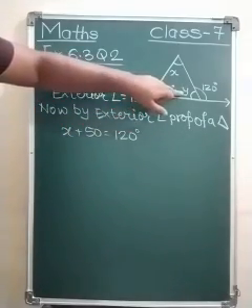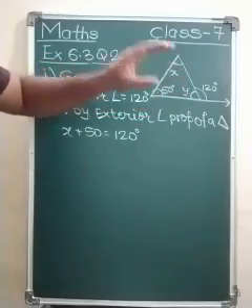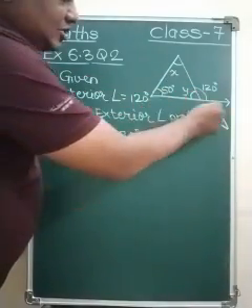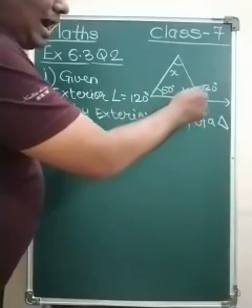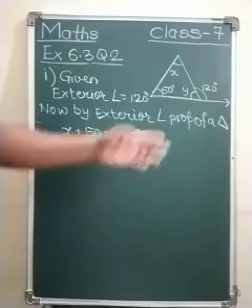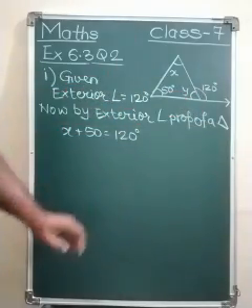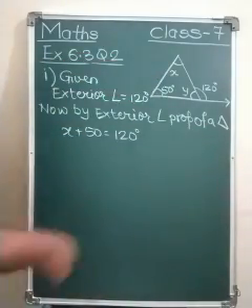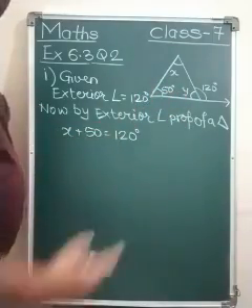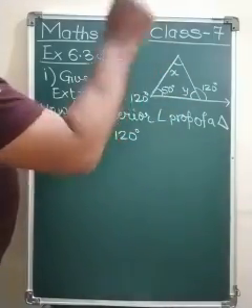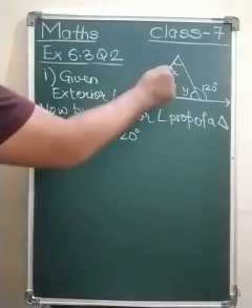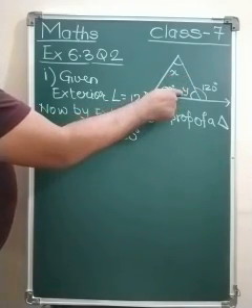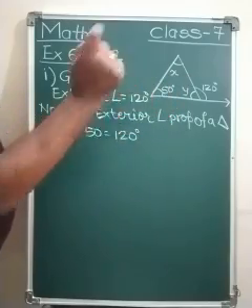Now y, if we have to find by the linear angles property, y and 120 degrees form a straight line, only one line. So y plus 120 should be 180 degrees. So 180 minus 120, y should come to 60 degrees. If y is 60 degrees, what will be x? By angle sum property, 50 plus 60 is 110. 180 minus 110, so x should come to 70 degrees. So let us check. 70 plus 60 is 130, 130 plus 50 is 180 degrees.